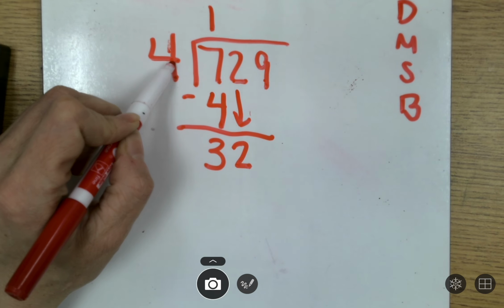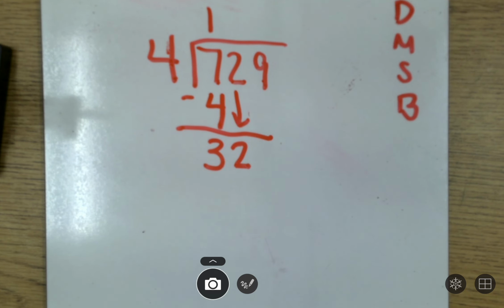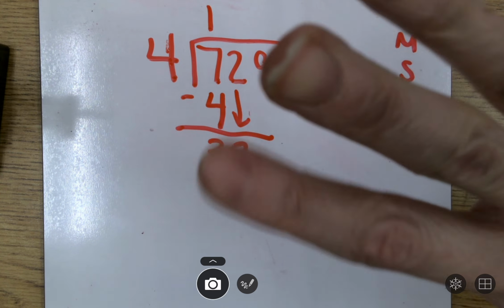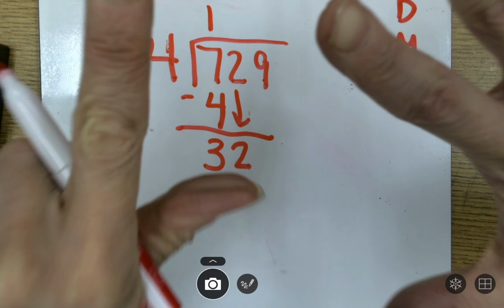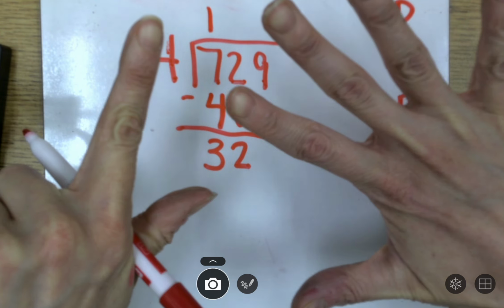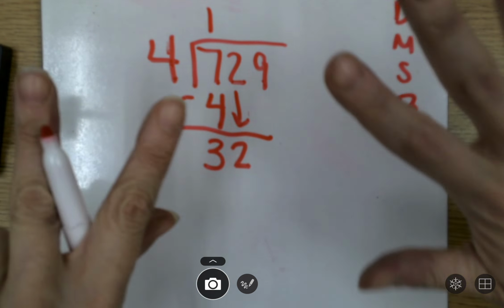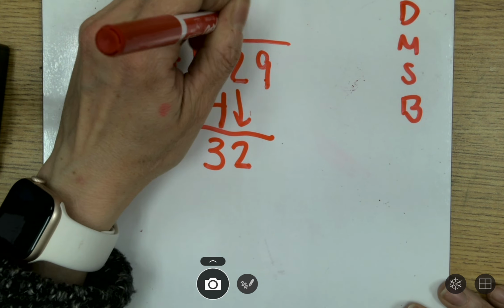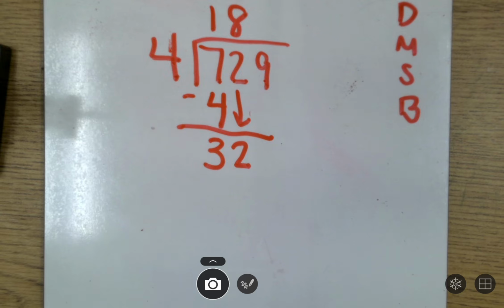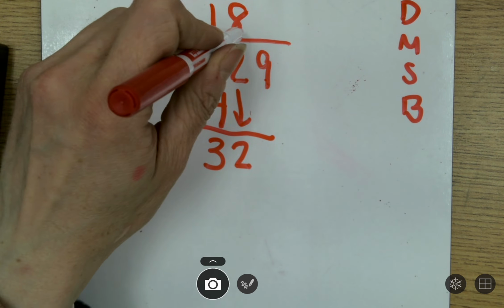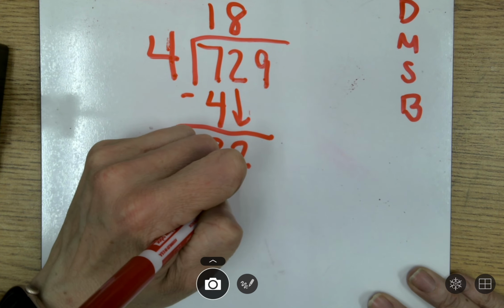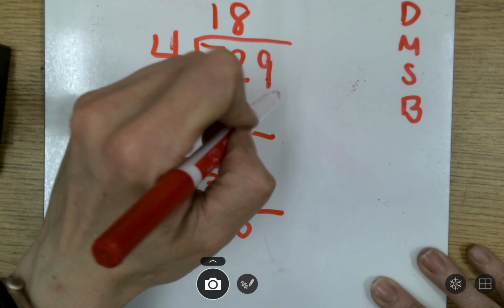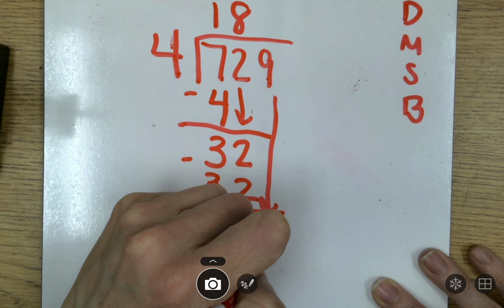How many times does 4 go into 32? Let's skip count. 4, 8, 12, 16, 20, 24, 32. Oop, perfect. That's 8. It goes into it 8 times. I put an 8 above the 2. Then I multiply. 4 times 8 is 32. And I subtract. Get a 0. And I bring down the 9.